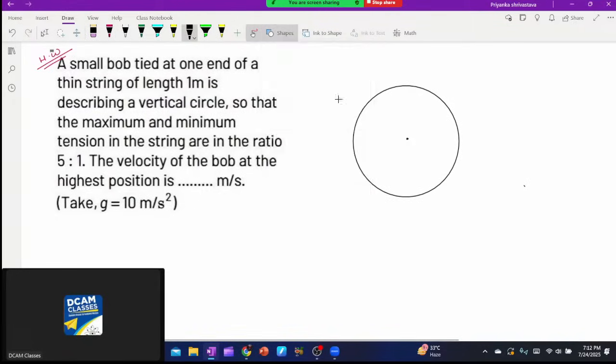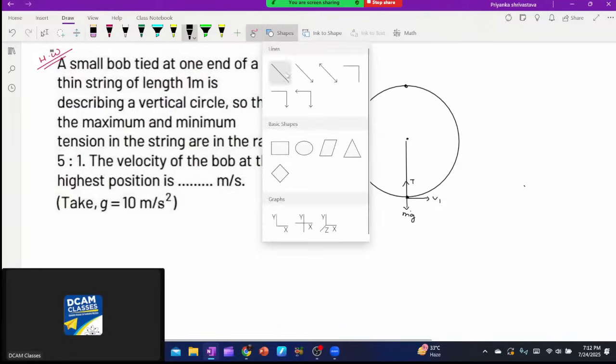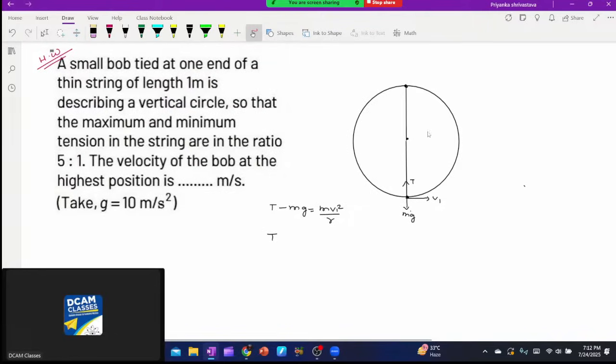Maximum tension will be at the bottom one. Why, do you know? Because here is the tension, and this is mg. If we make the equation at the bottommost case, it will be T minus mg equal to mv square by r. If we say the velocity is v1 here, v1 square by r. If we make the same equation at the top, how will the equation be?